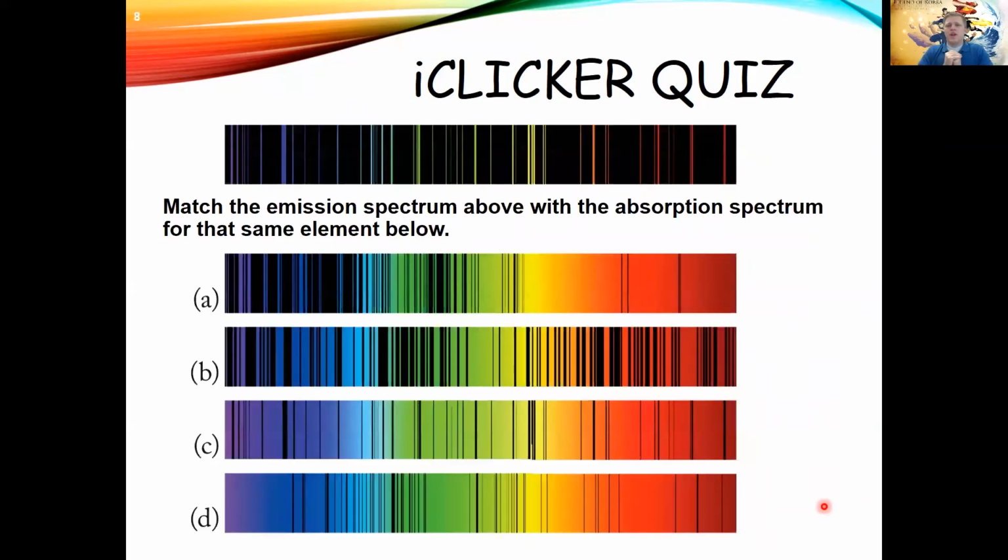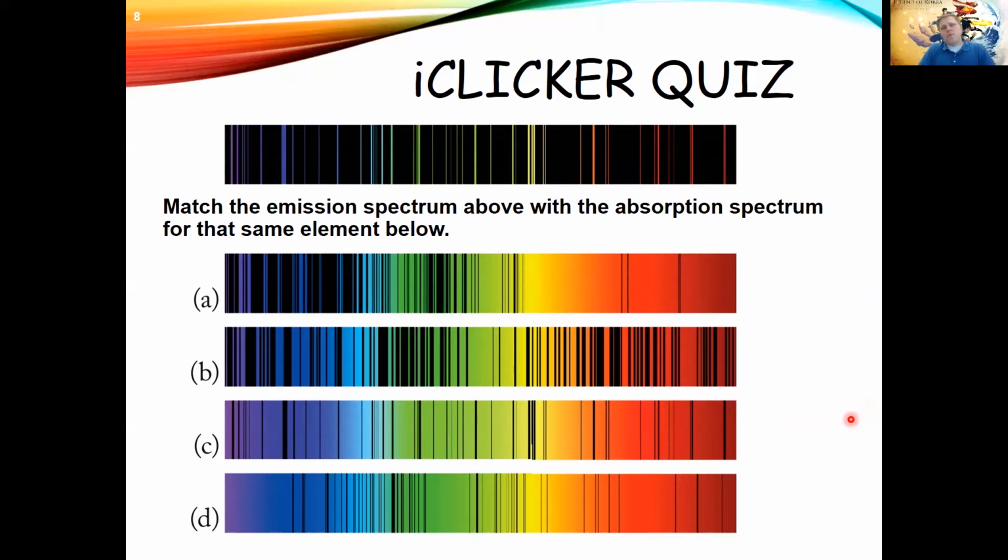Let's try this now. Let's ask another question. This is a little more challenging than the last one, but let's try and match this emission spectrum with the absorption spectrum of the same element. Go ahead and pause the video right now and see if you can do this.